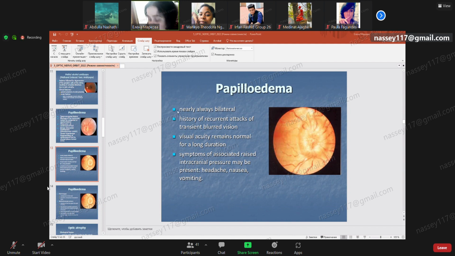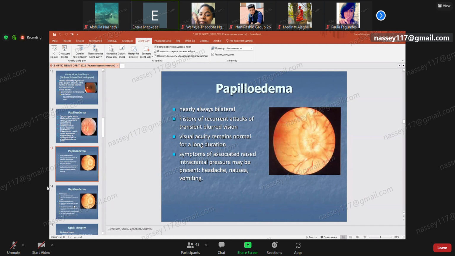Then functional changes, field changes. There may be enlargement of the blind spot in cases with fully developed papilledema. Concentric contraction of peripheral fields becomes apparent as atrophy sets in. And one of the main signs we can see with the use of ophthalmoscopic investigation, the ophthalmoscopic picture.